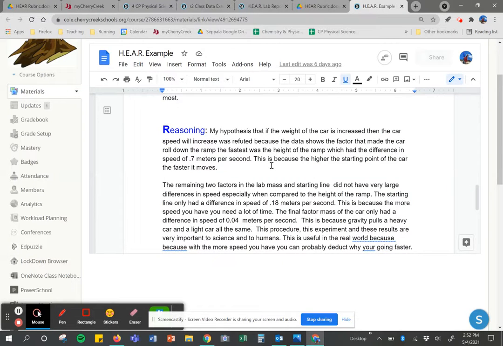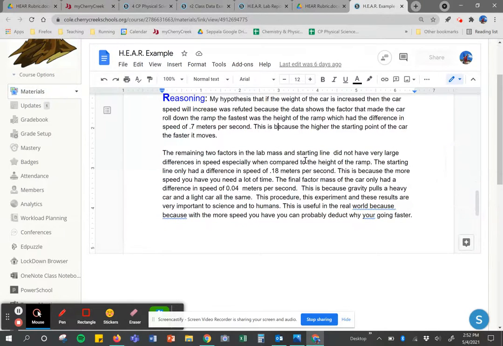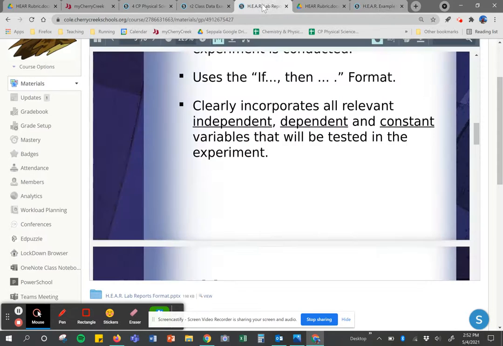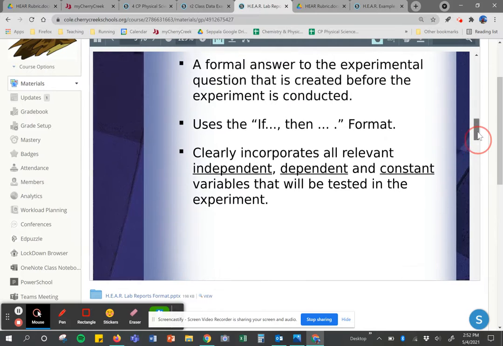The first paragraph, and listen carefully, the first paragraph explains why the data supports your hypothesis or why the data refutes your hypothesis. And this is where you're going to use the word because. And then the second paragraph of your reasoning talks about what scientific principles, for example, gravity in this experiment, are running this experiment. And then the other thing is, how is this useful in the real world? So this is all detailed very closely here in this PowerPoint.